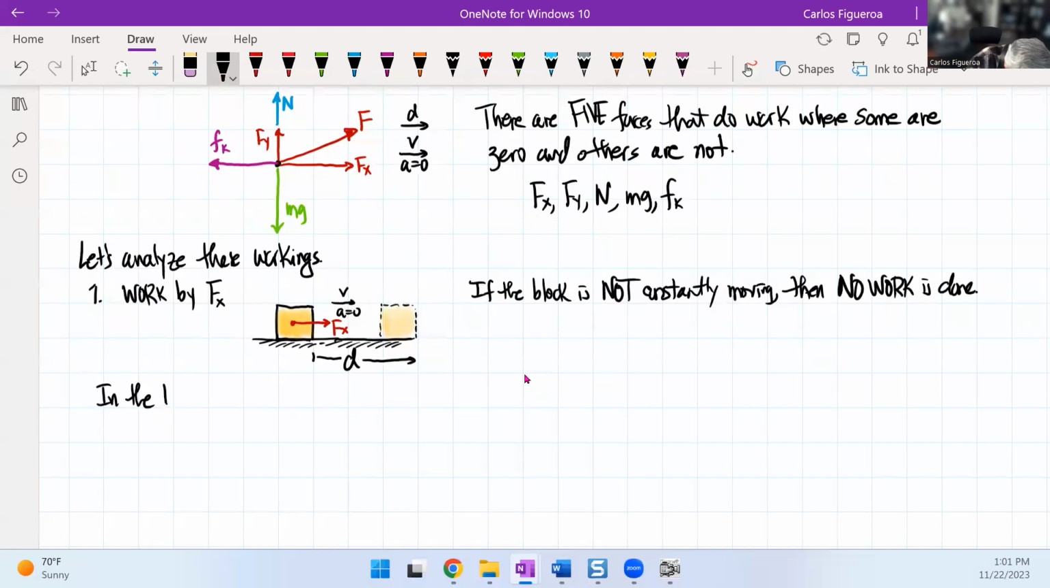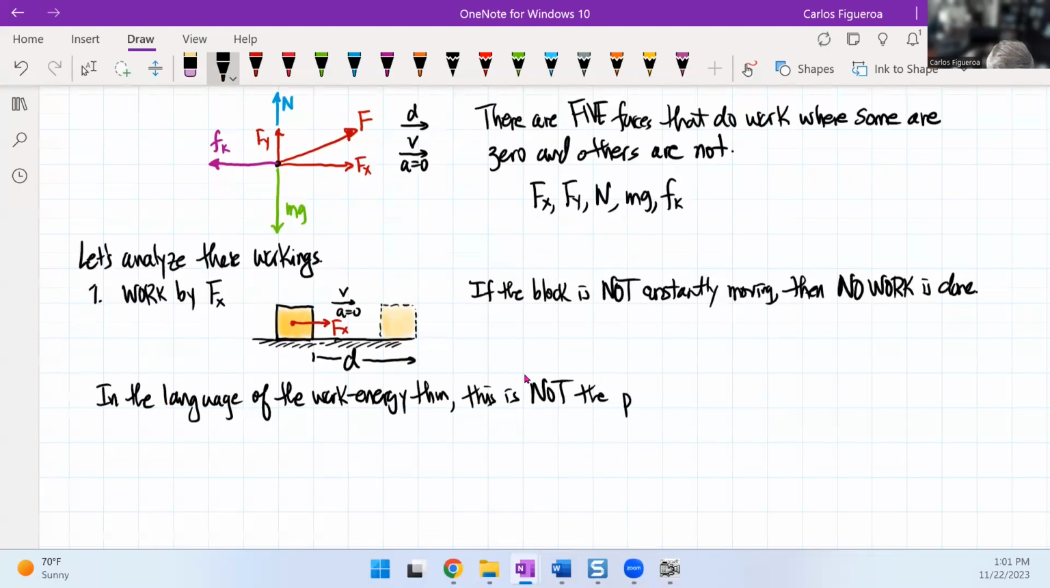In the language of the work energy theorem, this is not the physical picture. That's the Newton picture. So what do I really mean by the physical picture?